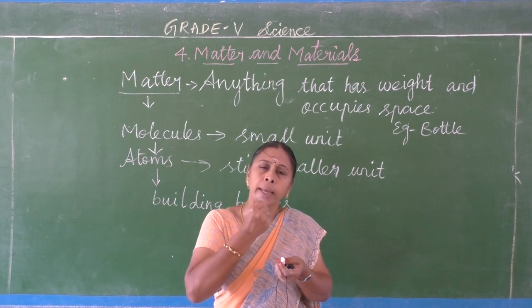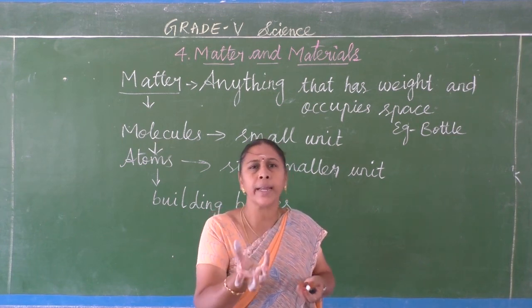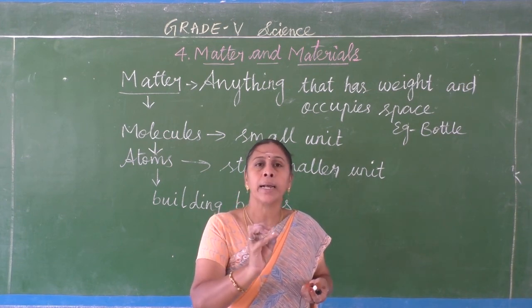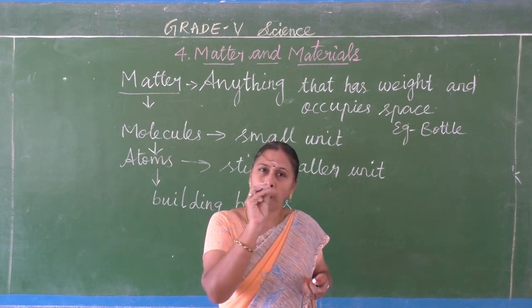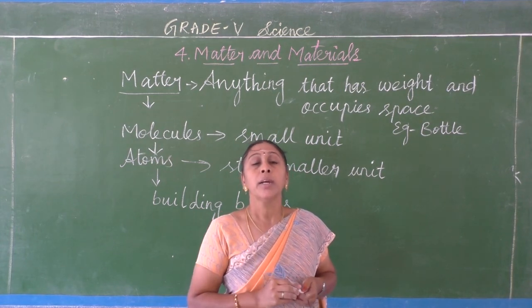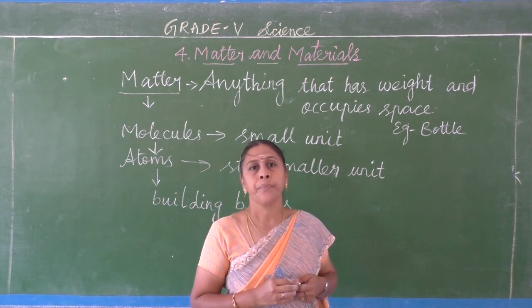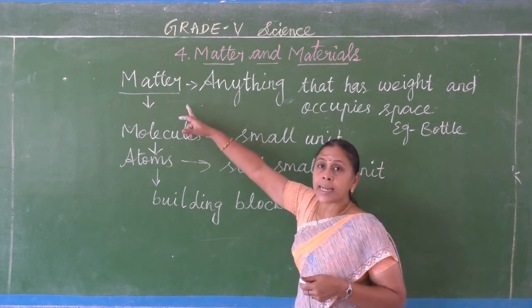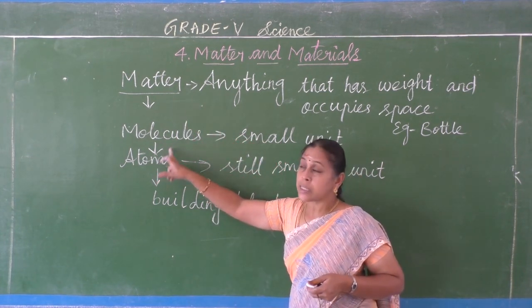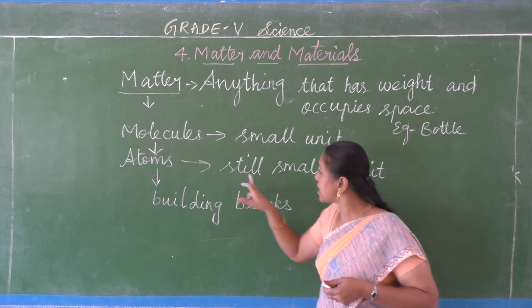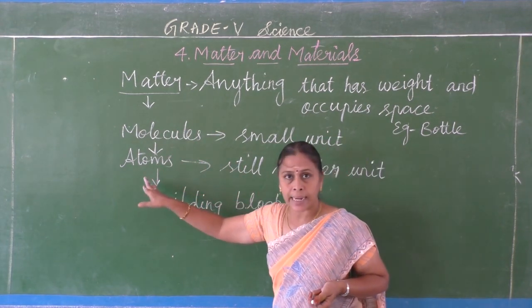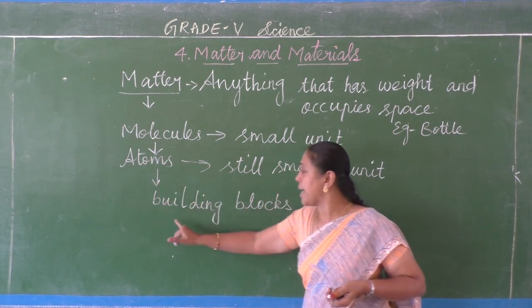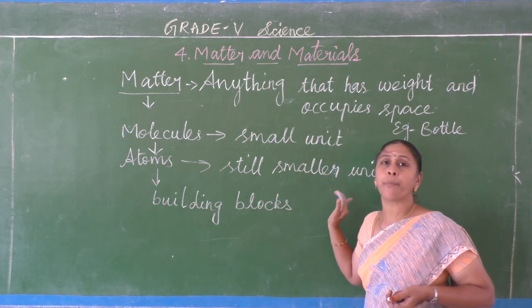If you keep on grinding, it will become powdery. That powder particle, that last particle, minute, very minute, is called atom. Understand? So matter is made up of molecules. That molecules is made up of still smaller unit called atoms. So let us consider this atom as the building blocks of matter.